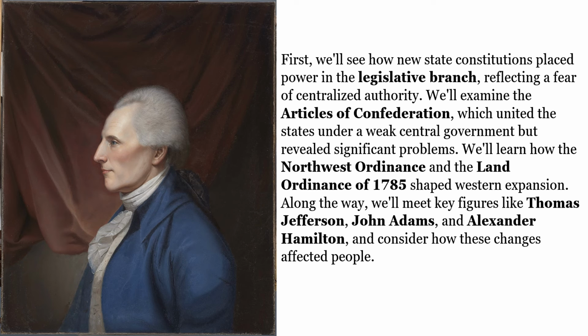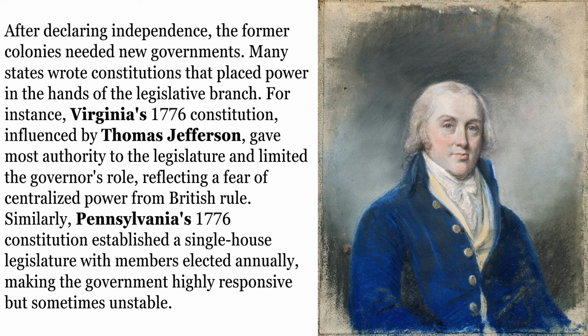First, we'll see how new state constitutions place power in the legislative branch, reflecting a fear of centralized authority. We'll examine the Articles of Confederation, which united the states under a weak central government but revealed significant problems. We'll learn how the Northwest Ordinance and the Land Ordinance of 1785 shaped westward expansion. Along the way, we'll meet key figures like Thomas Jefferson, John Adams, and Alexander Hamilton, and consider how these changes affected people.